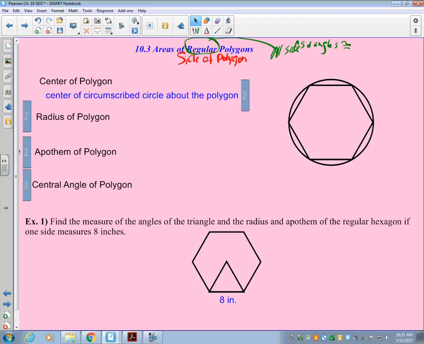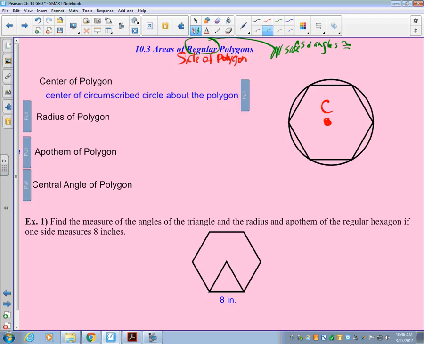Okay, so let's put the center of our polygon here, right in the middle. It is in the middle of our regular hexagon. It's also the center of our circle that is circumscribed around. It's called C for center.